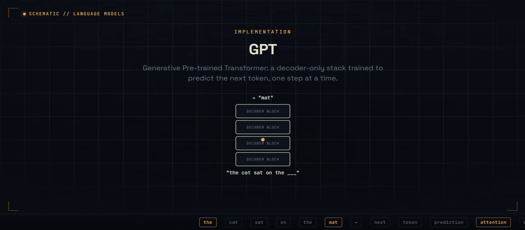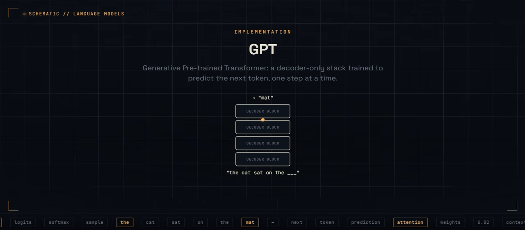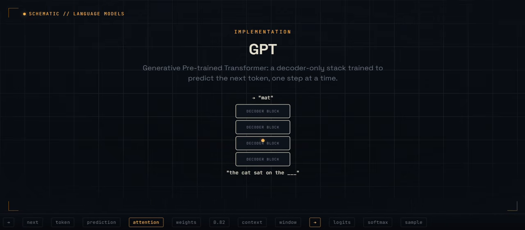Look at the sentence: The cat sat on the. GPT doesn't know the future. It only looks at previous words and predicts the most likely next one. Maybe, mat. Then it predicts the next word, and the next, and the next, one token at a time. That's how ChatGPT writes paragraphs, answers questions, and even generates code.